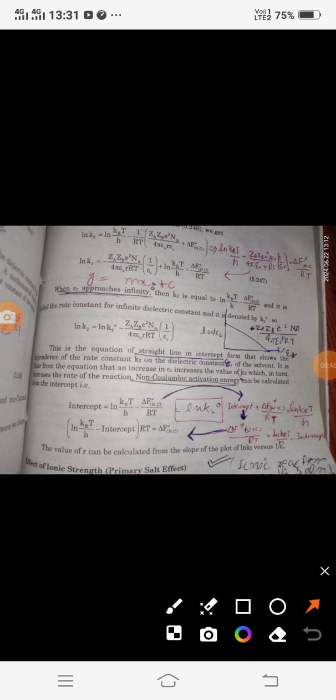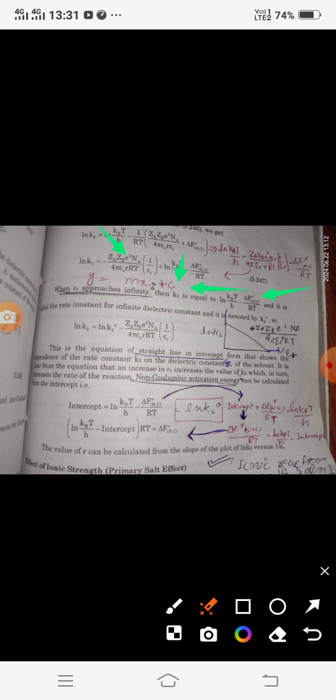Okay, now let's talk about the remaining derivation part. It was that it is a straight line equation, and if the epsilon naught factor, the ER factor, becomes infinity, meaning it approaches infinity, in that case the K2 value is equal to this intercept value, because this whole factor will become infinity. So we will consider only this part for the determination of the rate of the chemical reaction. When we take this assumption in mind, the equation becomes in this form.